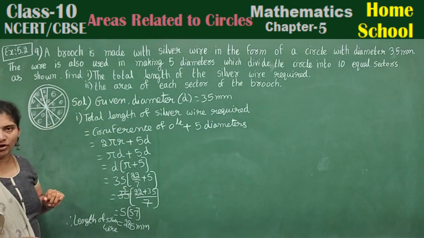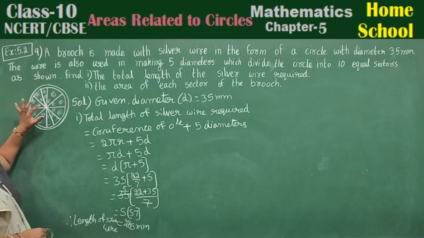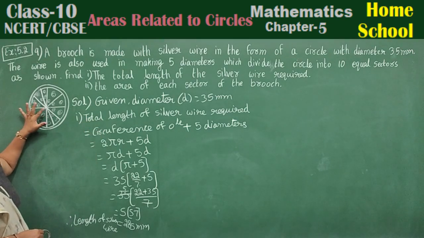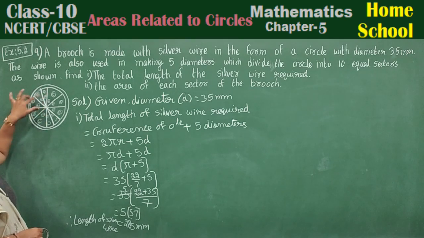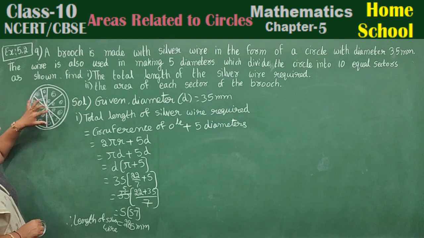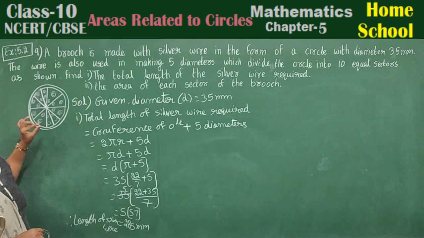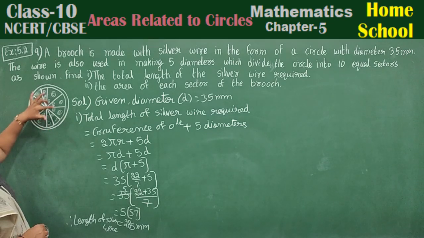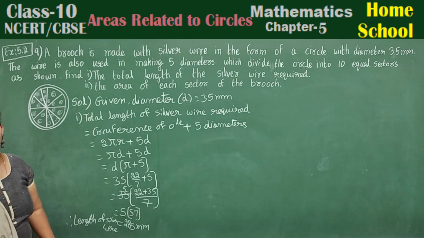Let's start the second problem: the area of each sector of the brooch. Observe here, there are 5 diameters. The 5 diameters intersect at a point. This is the center. 5 diameters make 10 sectors here. You can see 10 sectors. 2 radii and an arc is called a sector. There are 10 such sectors. You need to find 1 sector's area.